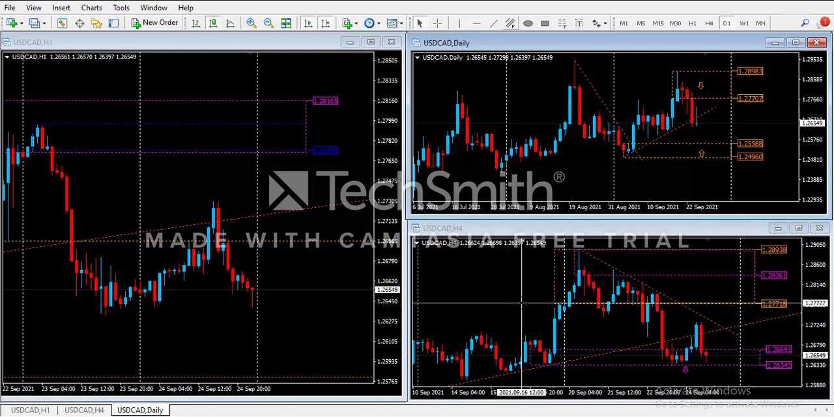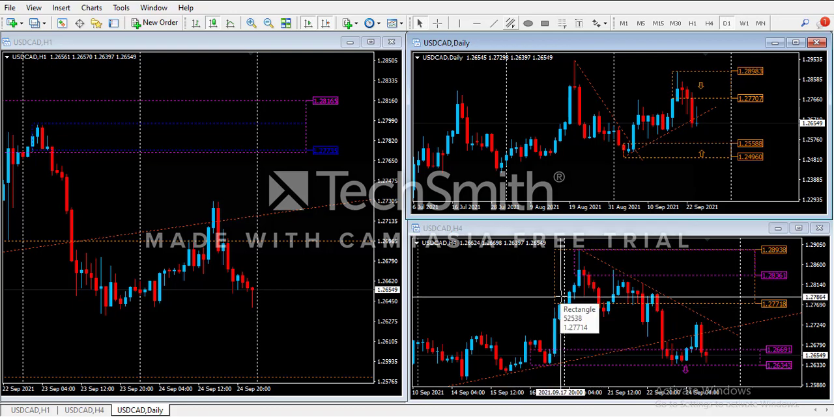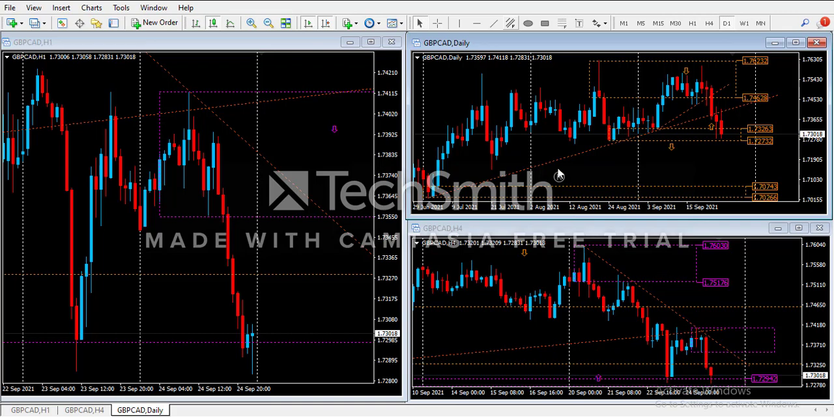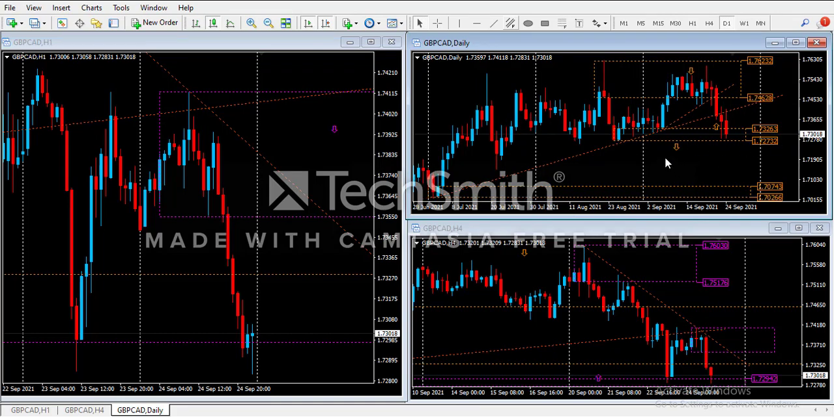So okay, our next pair is pound CAD. What we have, the pair is in the demand area 1.7326, 1.7273, from where it's possible to develop a small upward correction movement to the supply area 1.7462, 1.7623, or if we have changed the upward correction tendency, then the price develops a downward movement to the demand area.